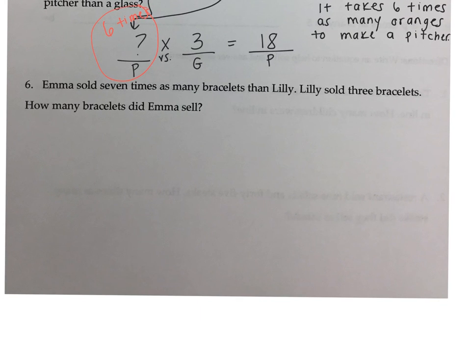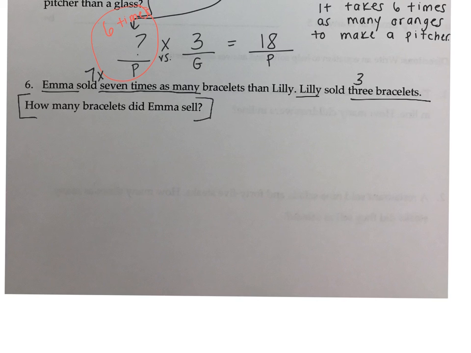Number 6, this is our last one. Let's read and visualize. Emma sold 7 times as many bracelets than Lily. Lily sold 3 bracelets. How many bracelets did Emma sell? First thing I do is bracket the question. How many bracelets did Emma sell? I see Emma. She sold 7 times as many, so I'll label that with a 7x for 7 times. Lily sold 3 bracelets. I'll put the number 3 above that.